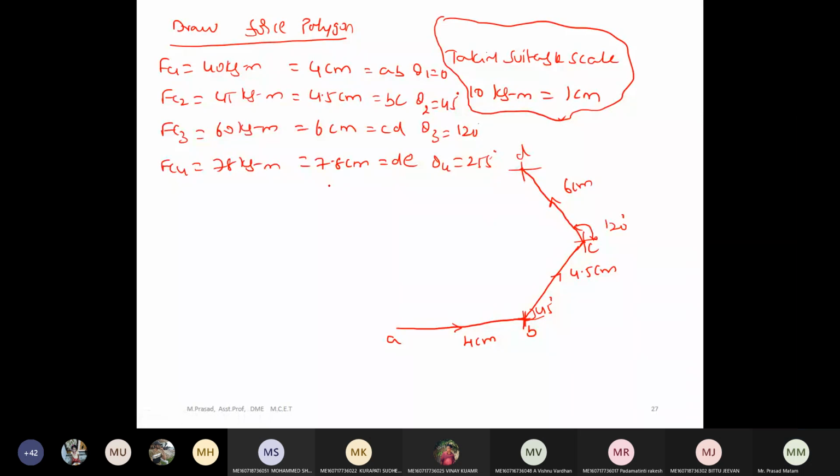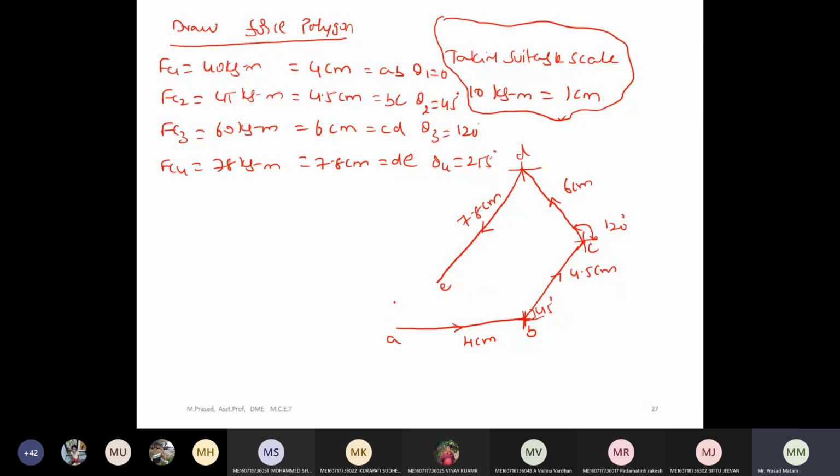Now where is the fourth one coming? 7.8 centimeter at an angle of 255 degrees. So fourth quadrant here, sorry, third quadrant, 255 comes in the third quadrant. This is coming somewhere else here. Up to how much length we need to draw? Up to E. Now D to E is 7.8 centimeter.